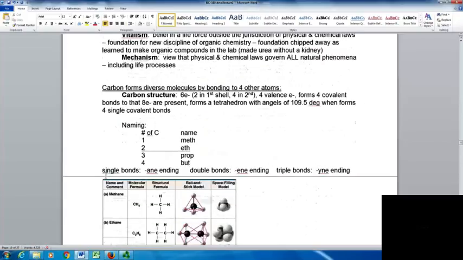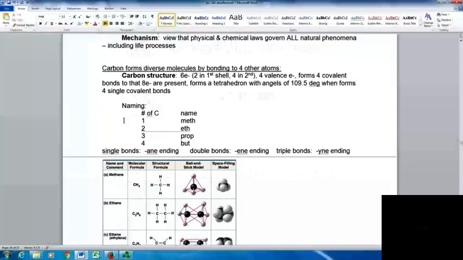Carbon forms several diverse molecules by bonding to 4 other atoms. We know that carbon has 6 electrons. 2 of them are in the first shell, 4 are in the second shell. So it has 4 valence electrons and can form 4 covalent bonds so that it has 8 electrons present in that shell. It will form a tetrahedron shape with angles of 109.5 degrees when it forms 4 single covalent bonds.